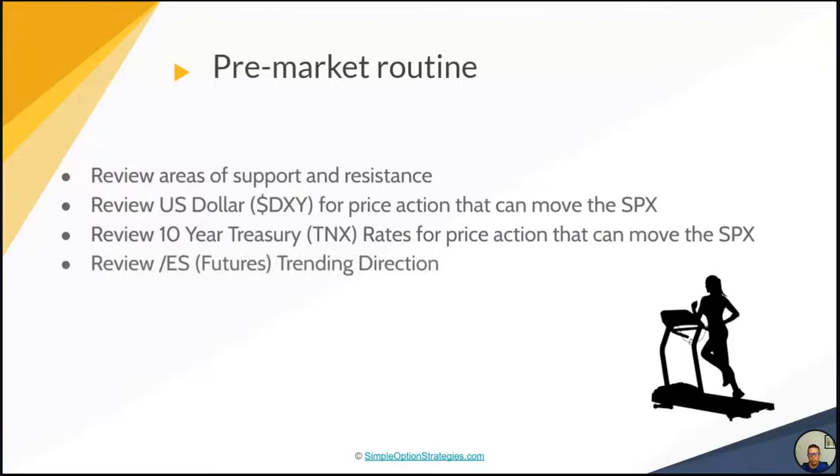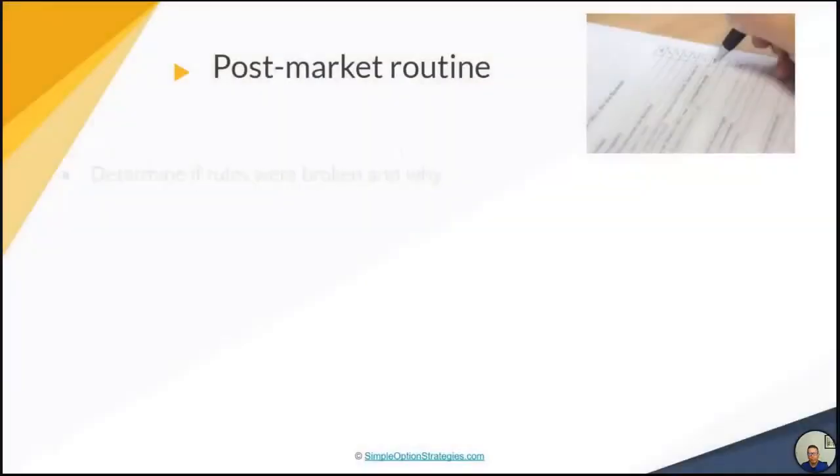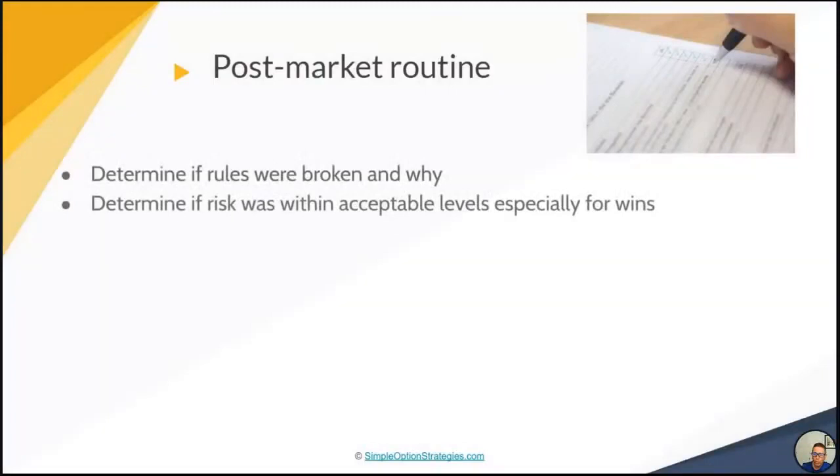Review ES futures, because ES is the symbol for the S&P 500 futures, okay? You want to know where the general trend of the market is going before you get into these trades. Review the VIX level. The VIX is the symbol for the volatility index for the S&P 500. Very important, and I keep that in front of my screen all day long. And then, as I mentioned before, determine the credit spread positions that you're going to trade. Save them to whatever platform you're in so that you're ready to trade immediately. Okay? Post-market, determine if rules were broken and why. Determine if the risk was within acceptable levels, especially for wins.